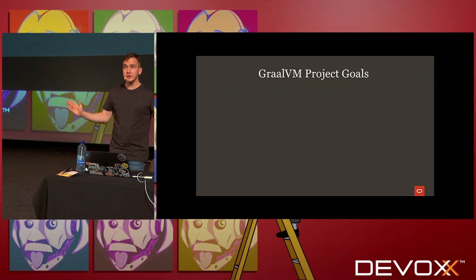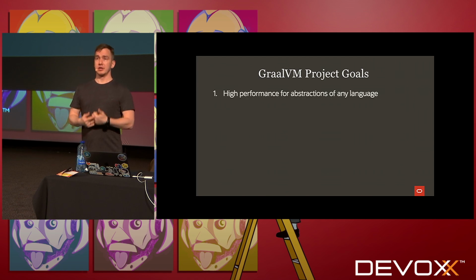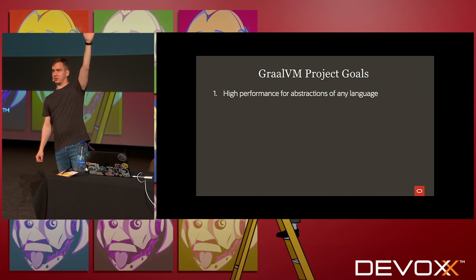So the project goals and the value that GraalVM can give you right now are the following. It's a high-performance machine for the JVM-based languages. So if you run Java, most of you, I assume, are writing or touching Java code daily, like 3 times a week.